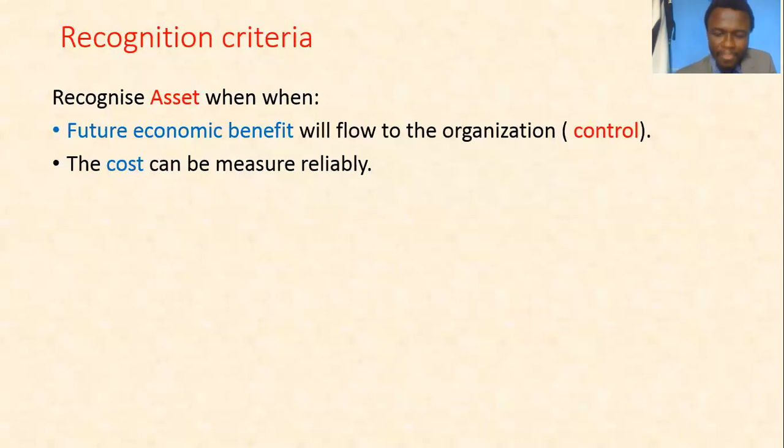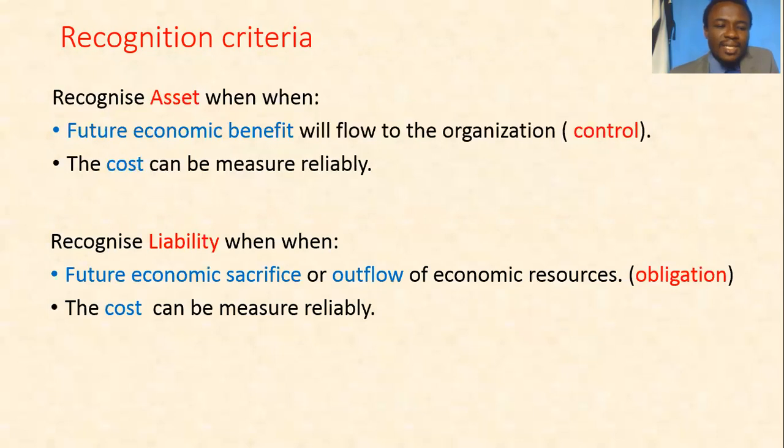Good. And then a liability is the same as the asset, but this time you're going to be making a future economic sacrifice, an outflow of economic resources. A liability is something you owe others, so you have to pay them. Anytime you have an obligation to pay someone, you recognize a liability, meaning that in the future you are going to be losing resources. The cost also should be measured reliably. It is the same recognition criteria, just that for assets, benefit is coming to the organization, and for liabilities, there will be a future economic sacrifice, an outflow.